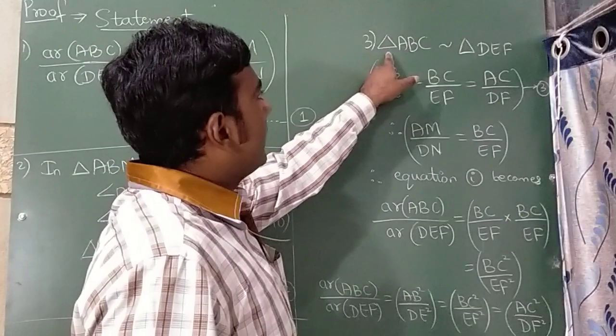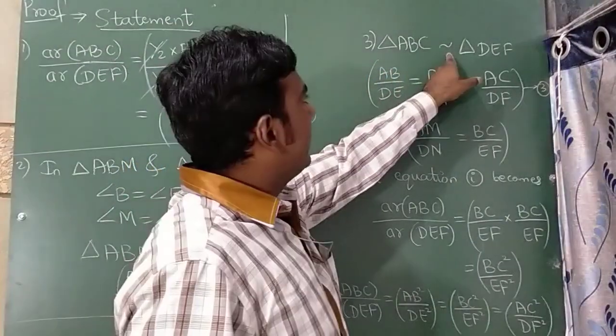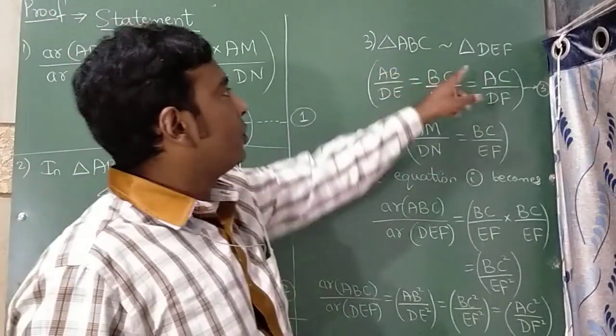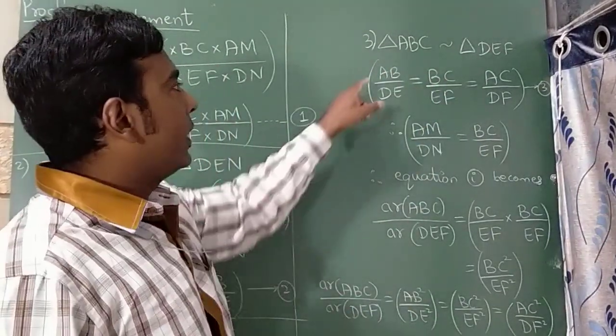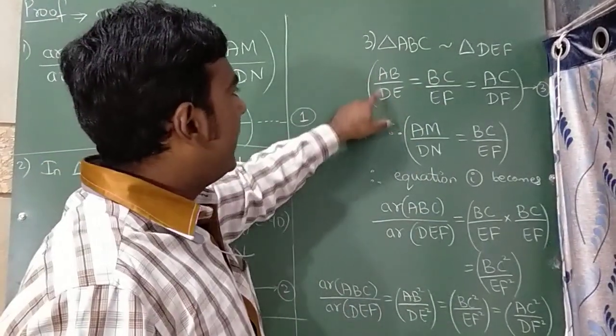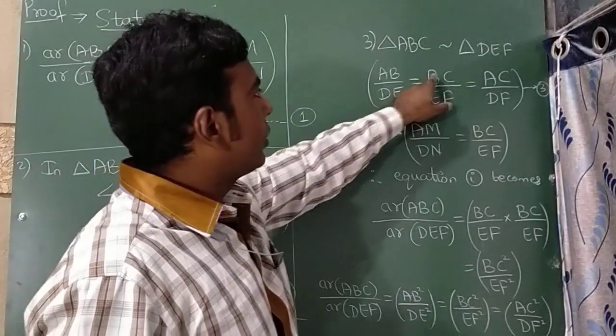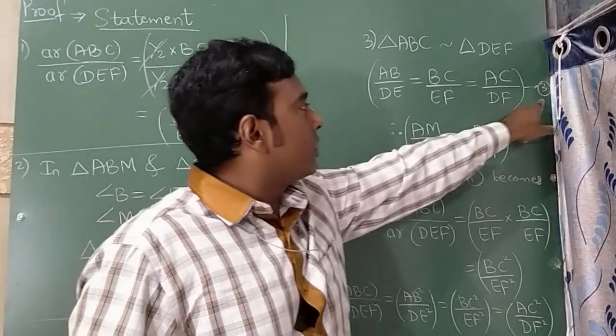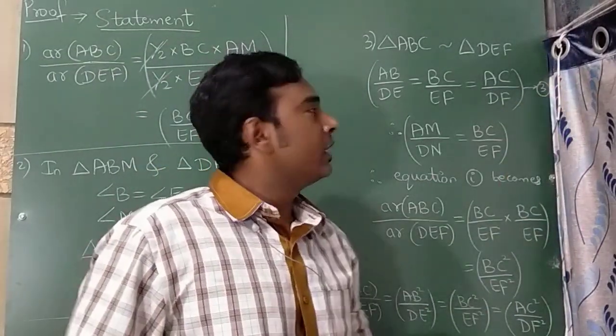Now we know that triangle ABC is similar to triangle DEF. So when these two triangles are similar, then corresponding sides are in proportion. AB divided by DE is equal to BC divided by EF is equal to AC divided by DF. Assume that this is equation 3.